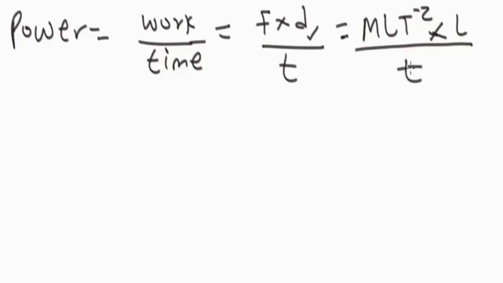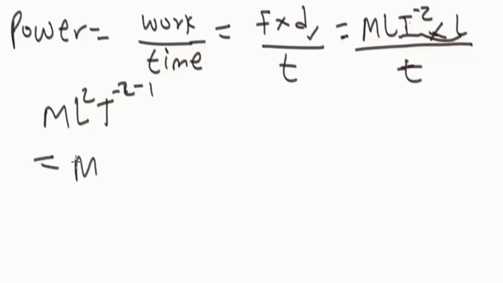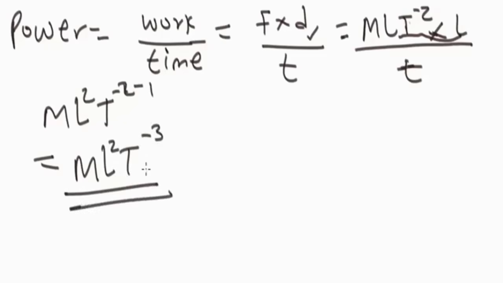So when we simplify this, we're going to have mass times length square, this length times this length, we have length square, then times per time square, minus 1, because the base is the same, time and time here, so they are dividing each other, subtract the power. When you simplify this more, you're going to have the dimension of power to be mass times length square times per time cube, and this is the dimension of power.